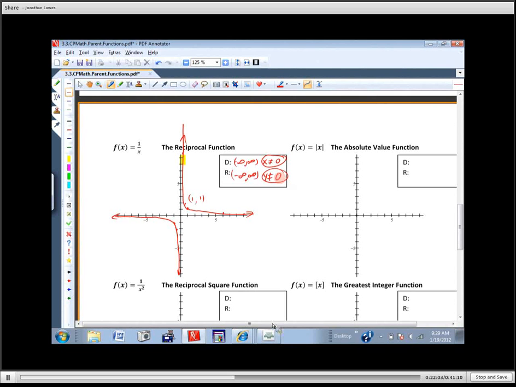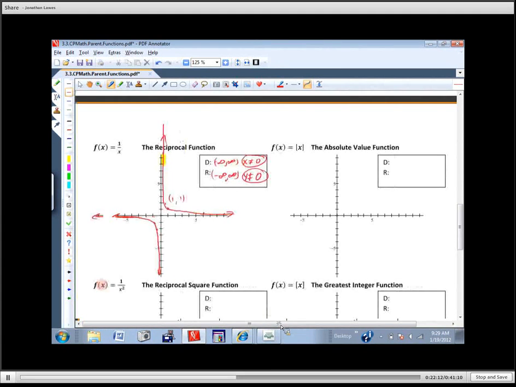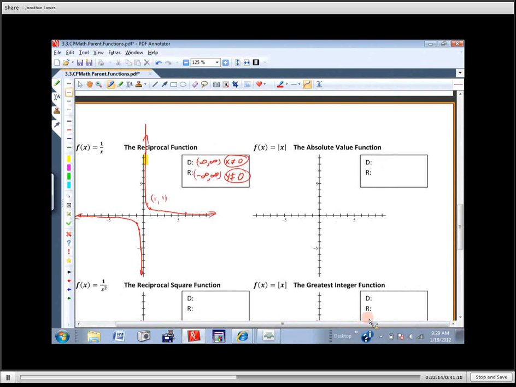Any questions there? Does that make sense as to why it makes the shape it does? Really, really important that you think about that. It's going to come up again in just a second. Does anybody want to come up here and graph the absolute value function for us?